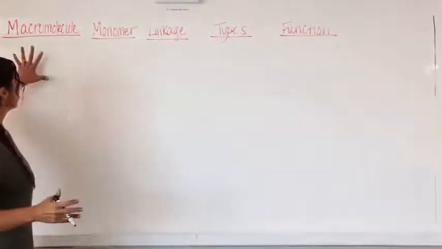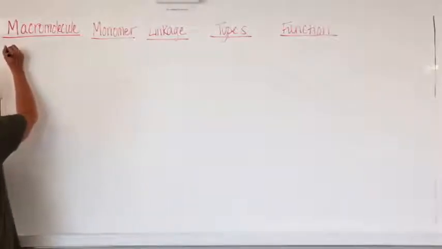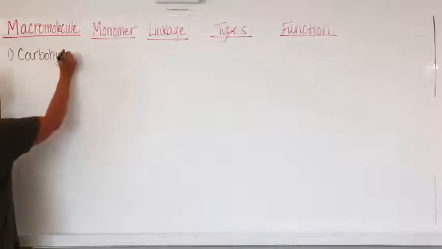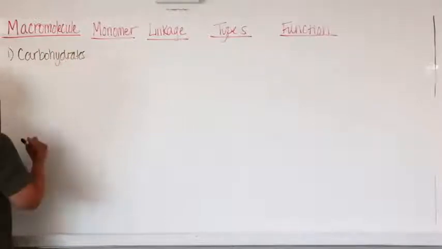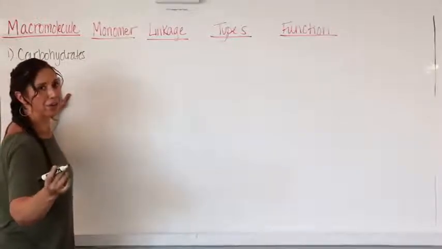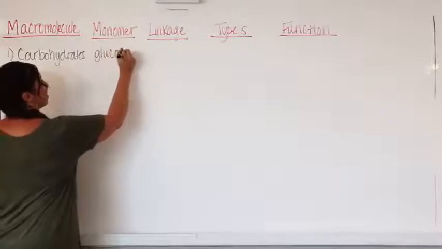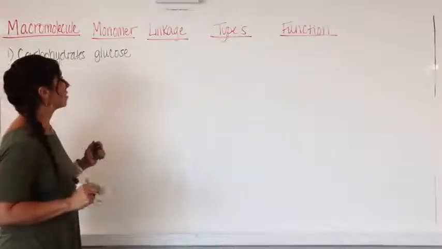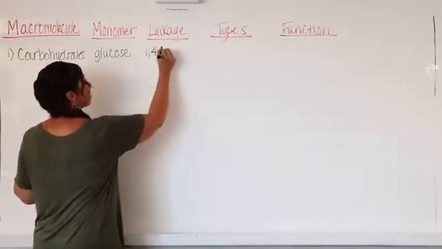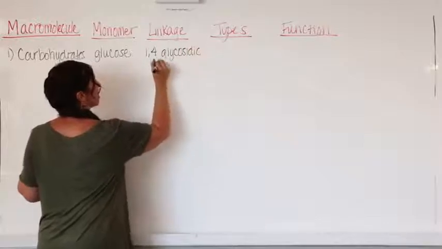So the first macromolecule we learned about, and we're going to go in order of how we learned, is carbohydrates. And the monomer for carbohydrates is, the best monosaccharide we know, glucose. The linkage between glucose monomers, remember, was a 1,4 glycosidic linkage.